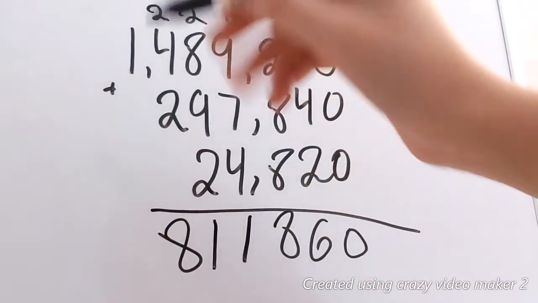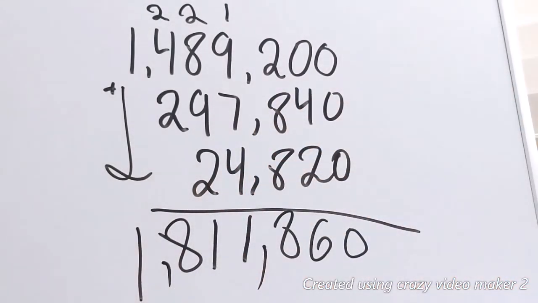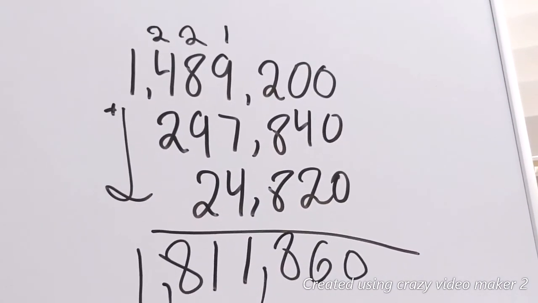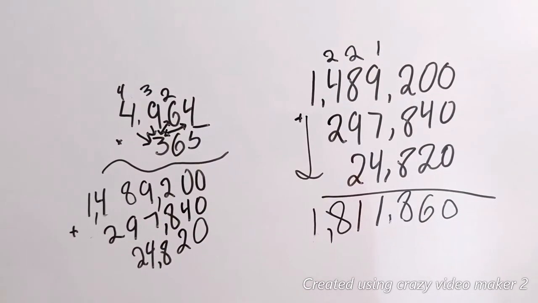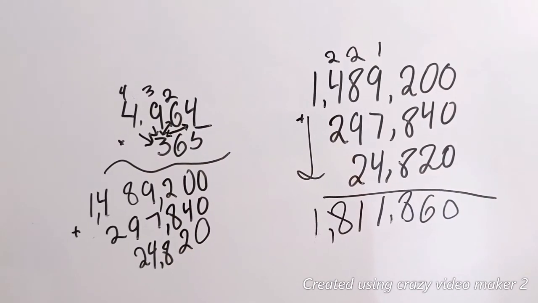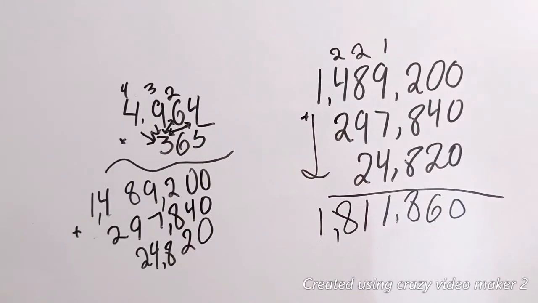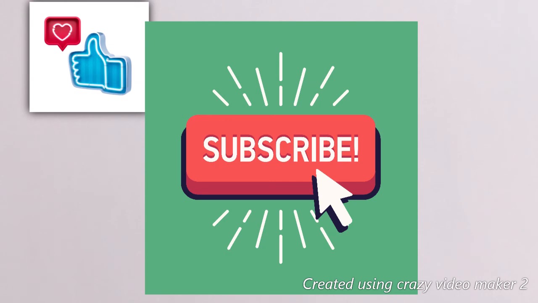8, and then just bring down the 1 because there's nothing to add. And replace commas. So, I'm sorry you can't see the 10s. Like that. That is our final answer for the problem. Ta-da! 4,964 times 365 equals 1,811,860. Ta-da!